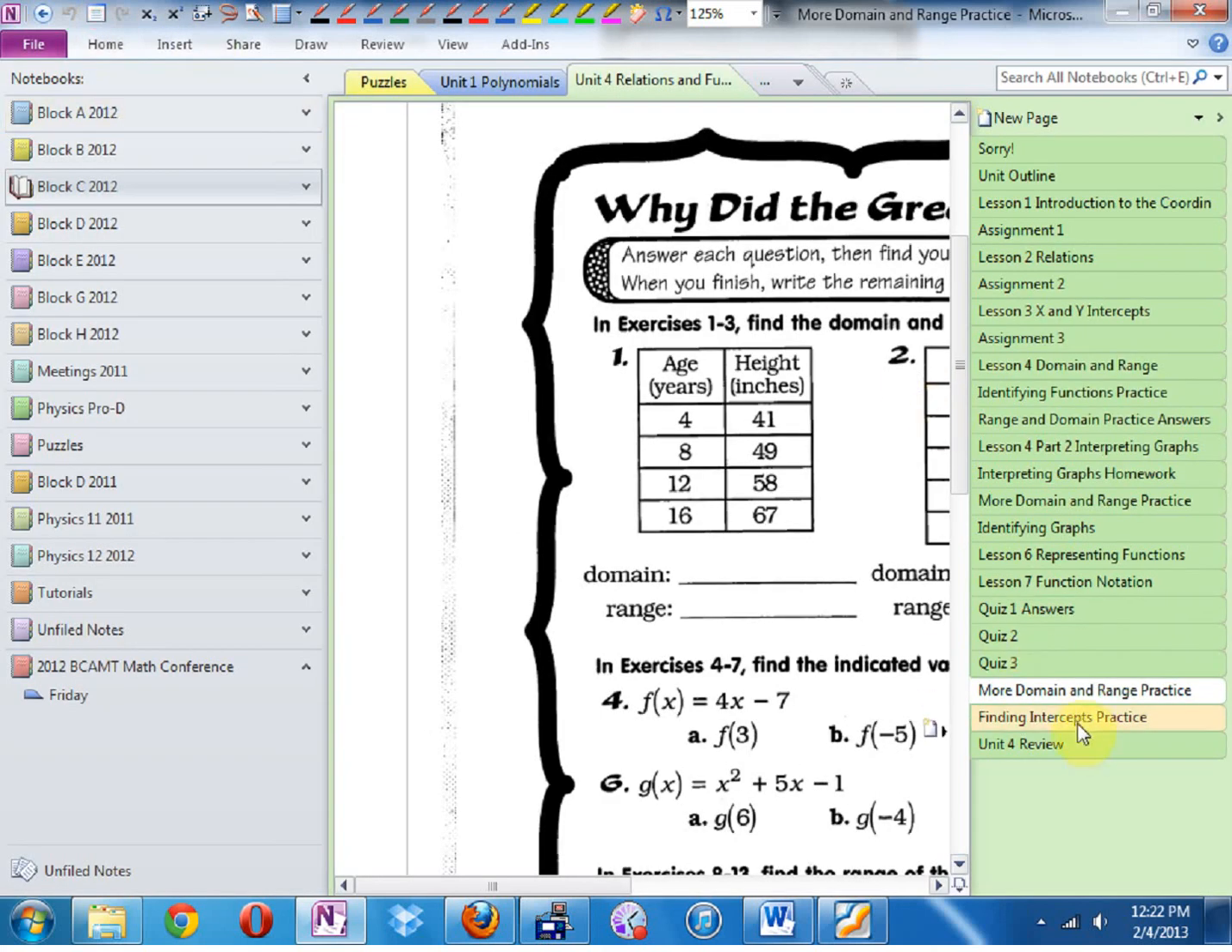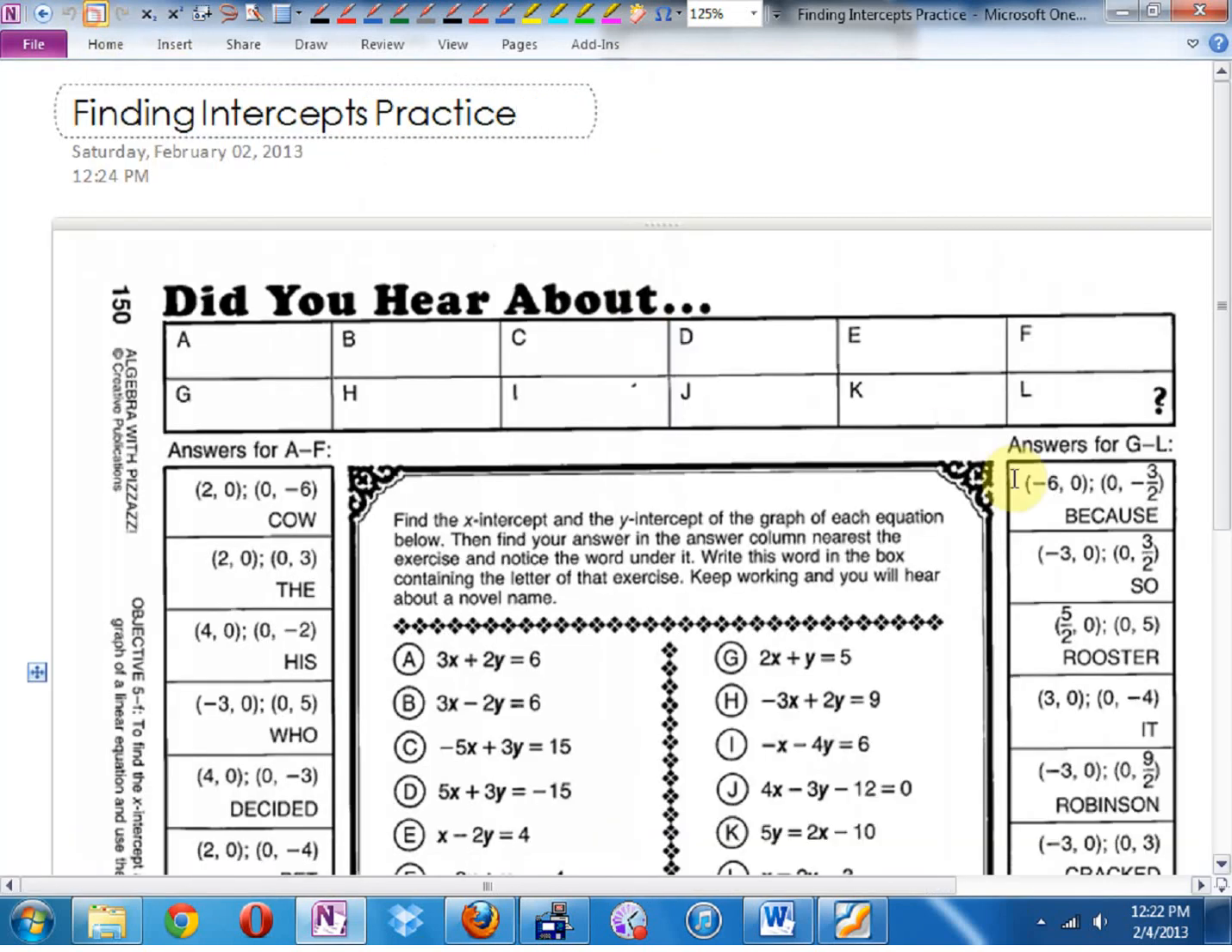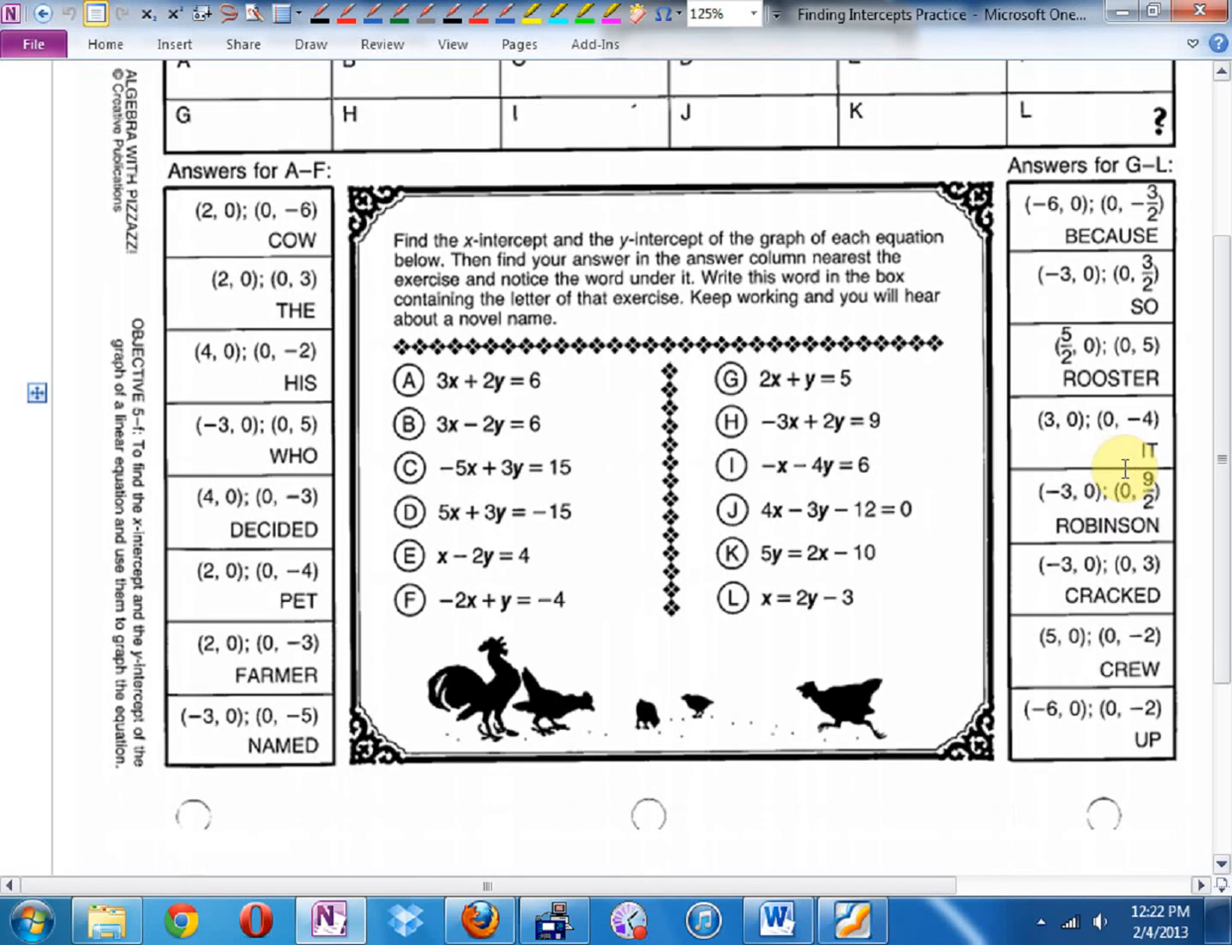Turn the page over. So a little more practice finding x-intercepts and y-intercepts. That's the only thing I haven't really quizzed you on, and that's going to be on your test. So not yet. So I thought, okay, throw this at you here.